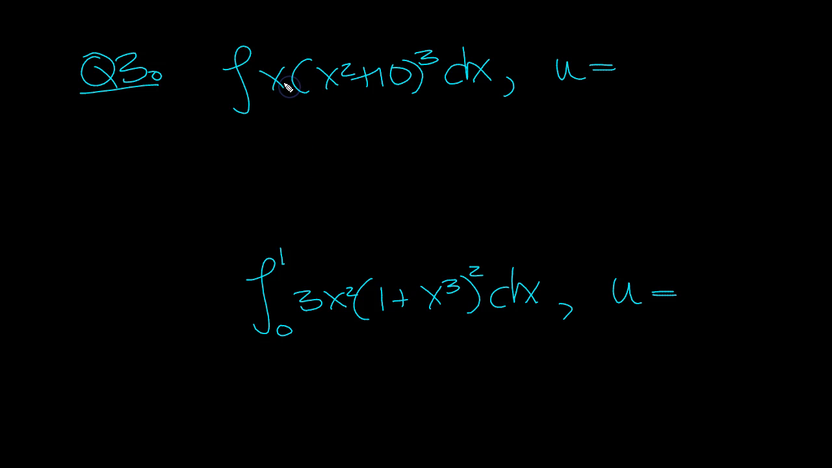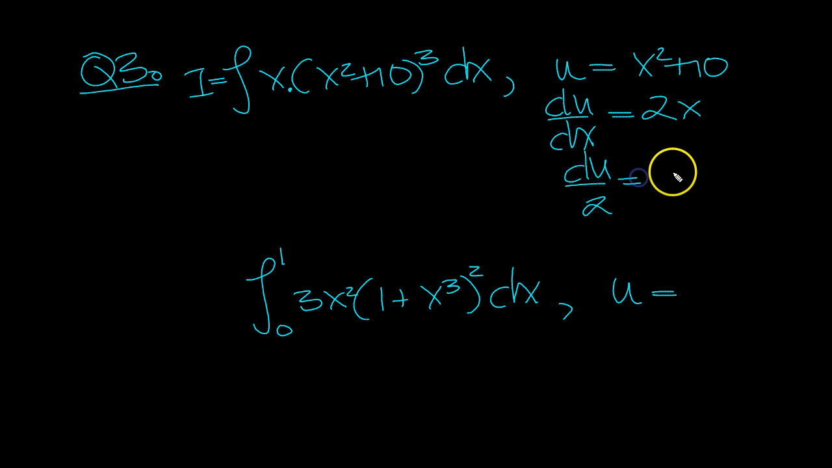Here we've got the integral of something, this product where this something differentiates to a multiple of this. So we try substitution. Here's the something then, u equals x squared plus 10. So du dx is equal to 2x. So du over 2 will equal the x dx, which we can replace.